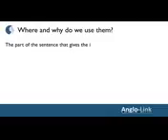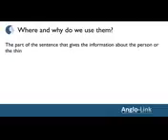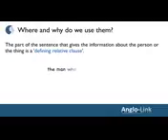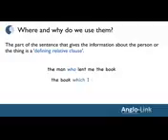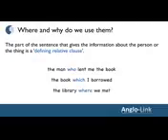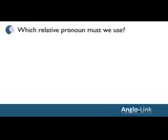The part of the sentence that gives the information about the person or the thing is a defining relative clause. For example, the man who lent me the book. The book which I borrowed. The library where we met. Now, let's have a look at which relative pronoun we must use in each case.